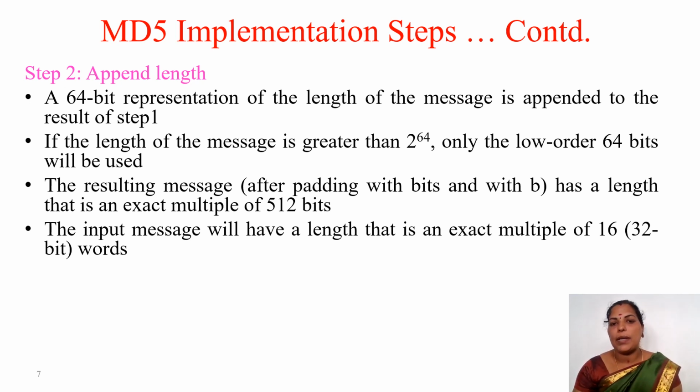If the length of the message is greater than 2 power 64, only the low order 64 bits will be used. The resulting message after padding with bits and with the length has a length that is an exact multiple of 512 bits. That I already told you. We divide the full appended message into 512-bit blocks. Then that is passed to the hash function, and we get a 128-bit message digest.